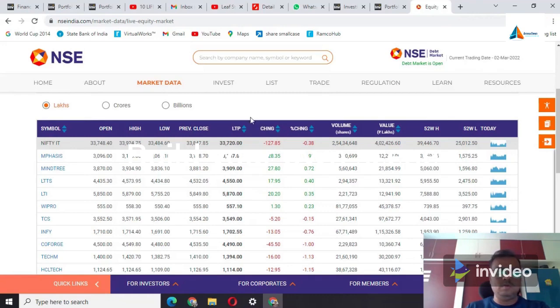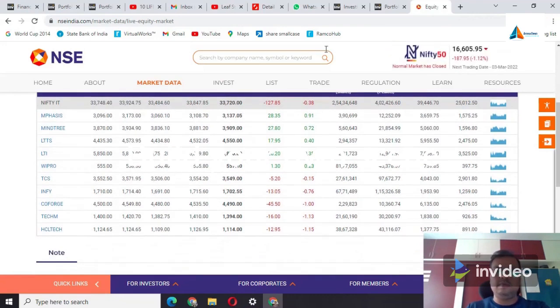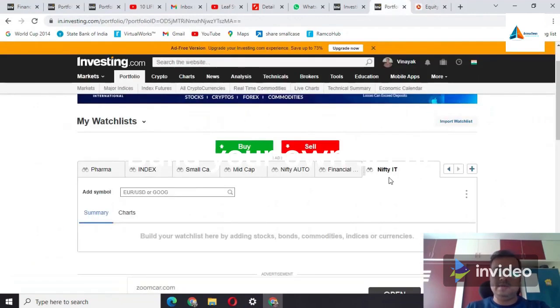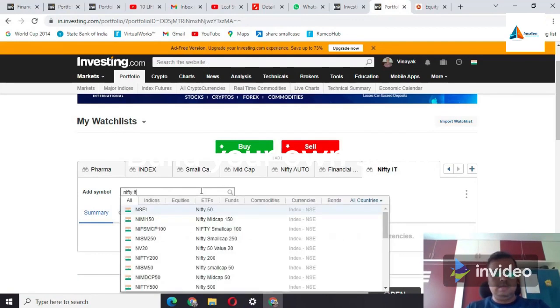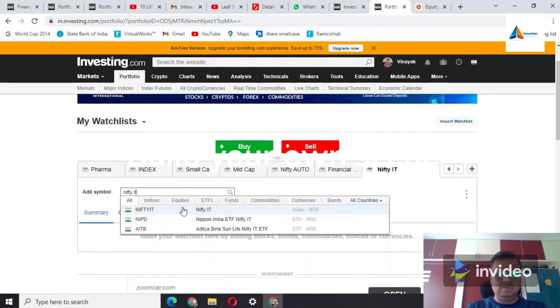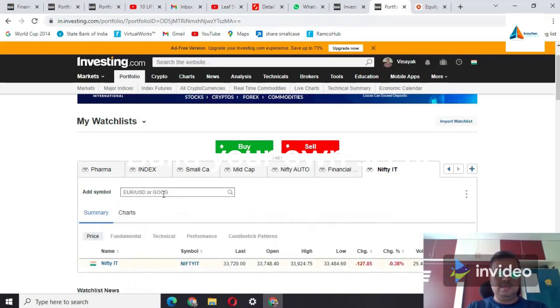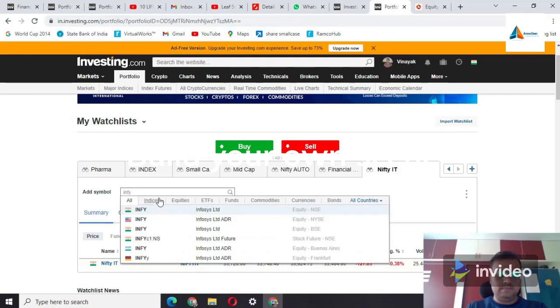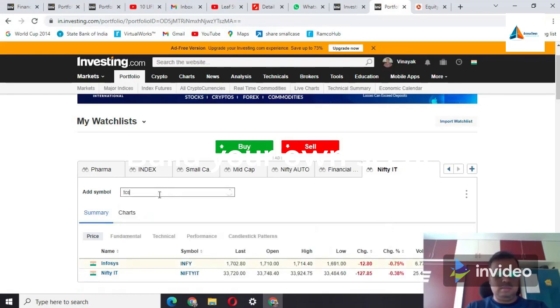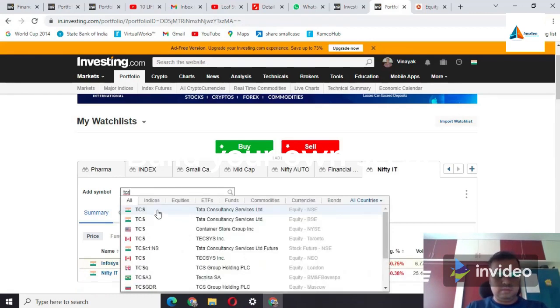So what do we need to do? We need to add these into the portfolio for analysis. We simply go here. We have just now created this portfolio, and just type Nifty IT. So you will get Nifty IT here. Add this, and that Infosys, add TCS. Need to select equity NSE.